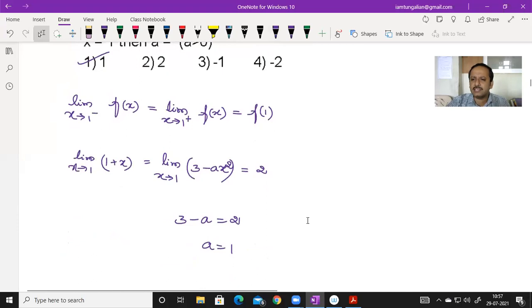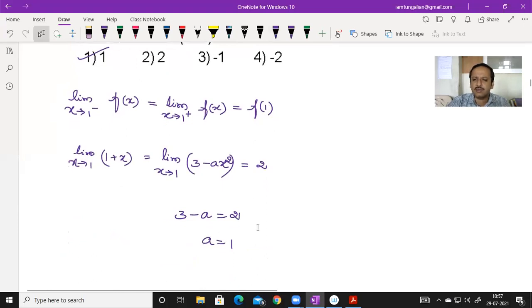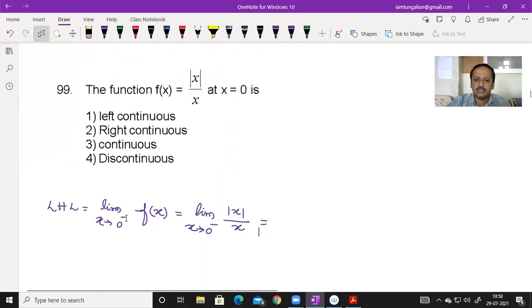for 98, the answer is the first option. We got a is equal to 1, 3 minus a is equal to 2. Therefore, a is equal to 1.